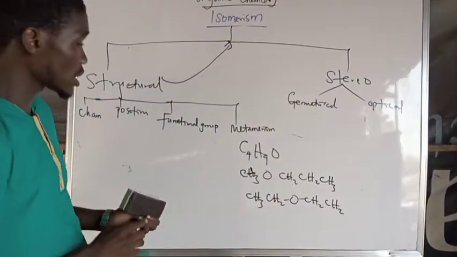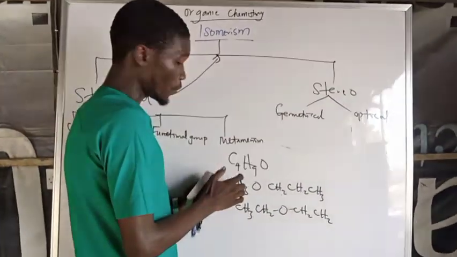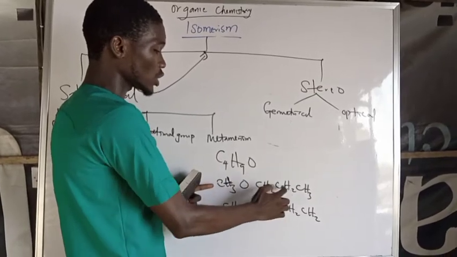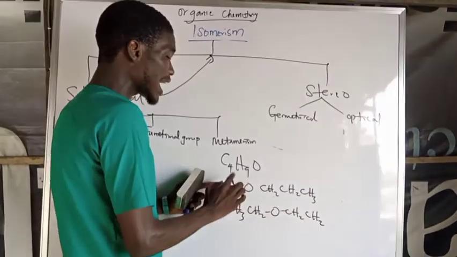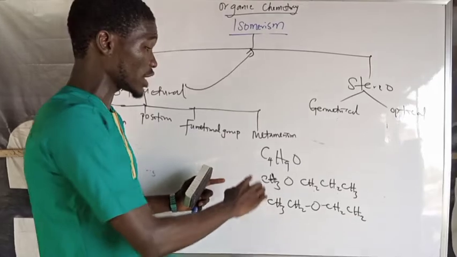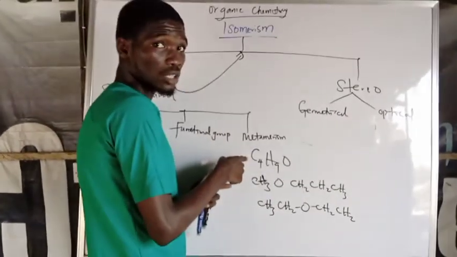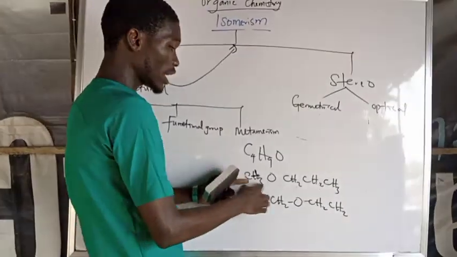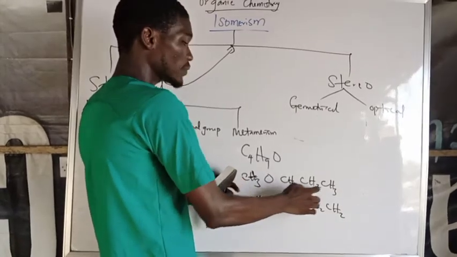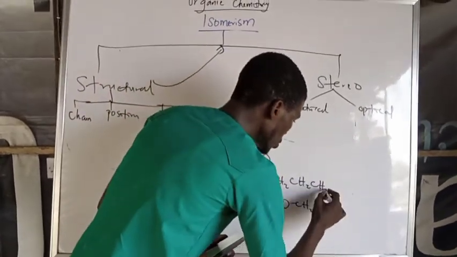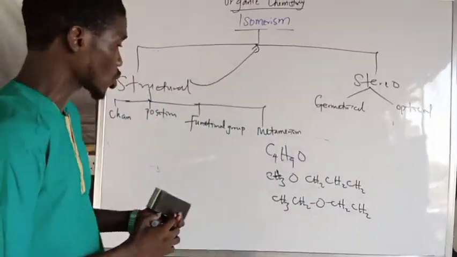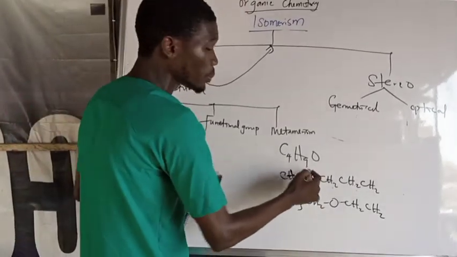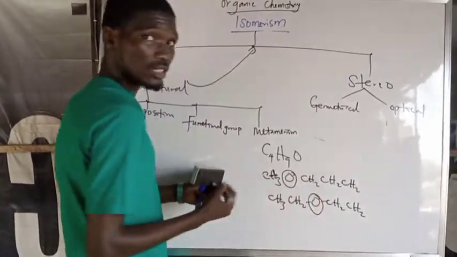So now if we count, here we have 4 carbon atoms: 1, 2, 3, 4. Then our hydrogen must be the same as what you have here. So 3, 5, 7, and here should be what? 2. So we have 9 hydrogen atoms. So you can see now the functional group here is ethyl.